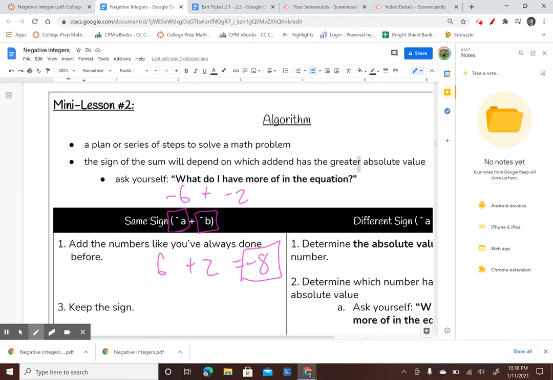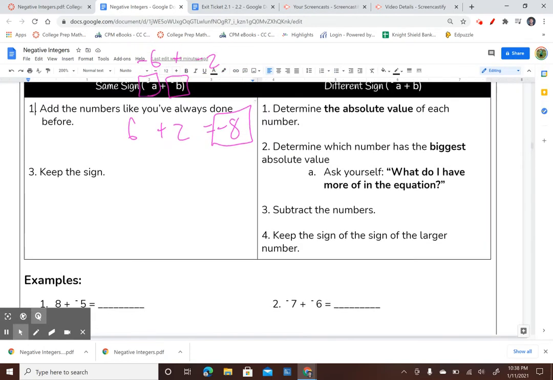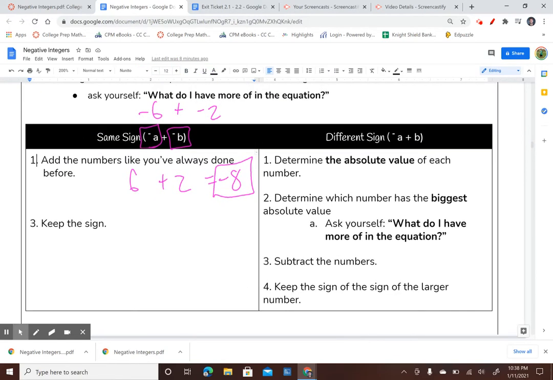But this is where things get a little tricky if the numbers are different in signs. So maybe one is negative and the other one is positive. So we're looking at the right-hand side of the screen, and it says different sign, -a plus +b. I like to assign values here, so I'm going to do the same thing as before. And I'm going to do -6 for my negative number, and I'm going to add it to +2. And so it says determine the absolute value of each number.